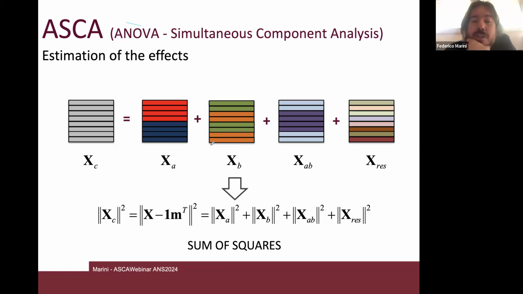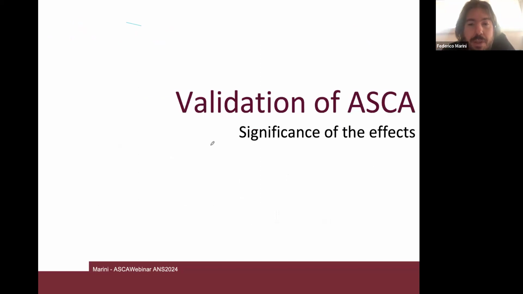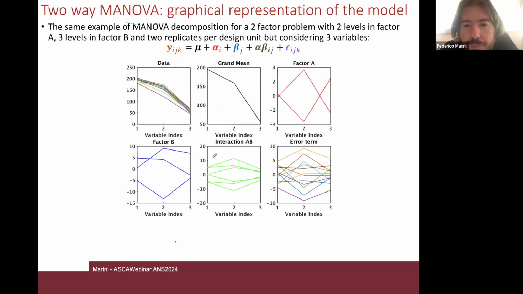But then I have a second step to undertake. The second step is to check, okay, I see that the sum of squares of my matrix element for XA is 100. But then this variability that I am observing, this difference between these two mean spectra, is it high or low compared to the random error related variability?